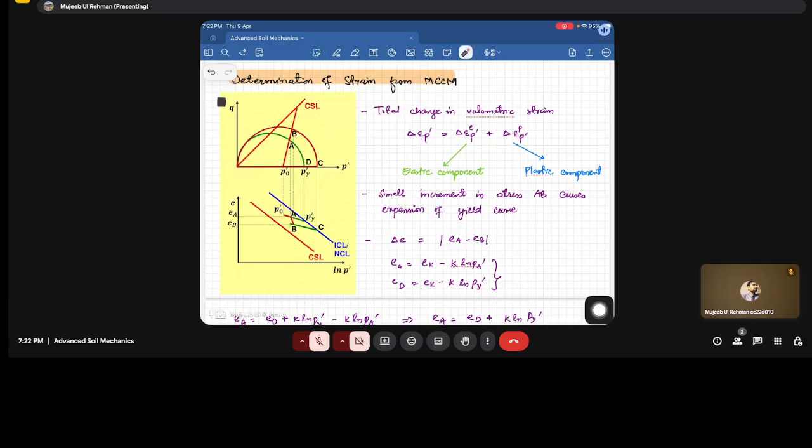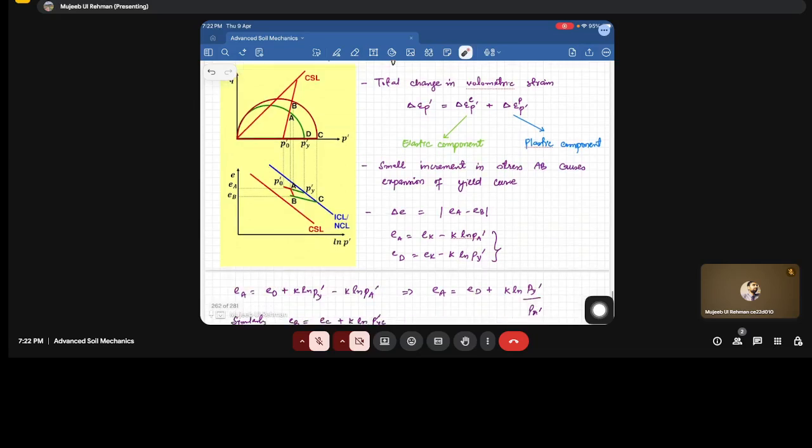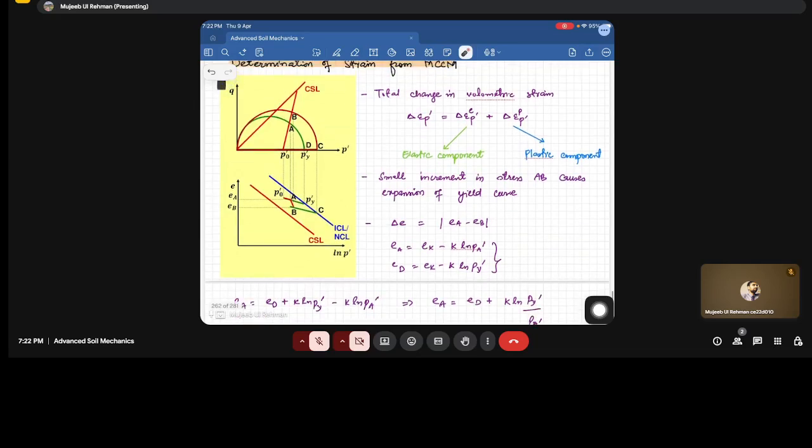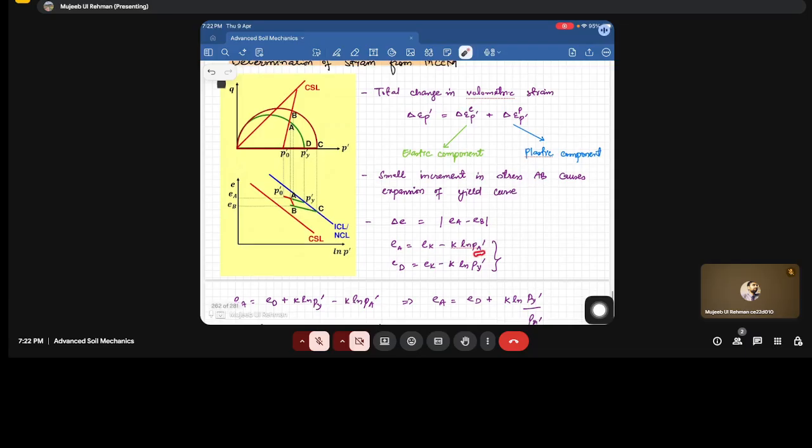Now we have the equations. Either we can write in terms of the specific volume or in terms of E. Fine. Now the void ratio corresponding to E, if we talk about the loading line, is going to be E kappa minus K minus kappa times ln of P dash A, and ED corresponds to this point. It's E kappa minus K times ln of P dash Y. Fine, and here it is P dash A.